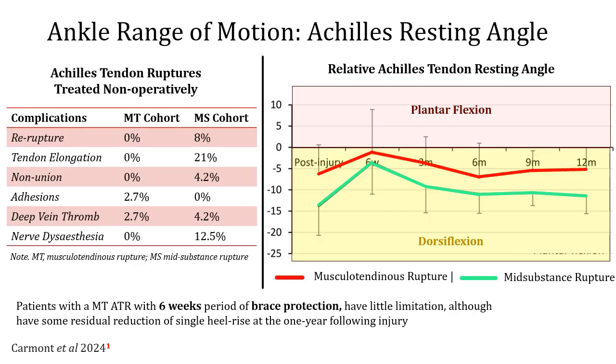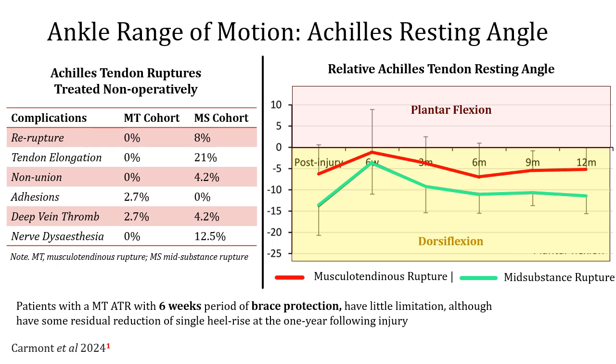Okay, so similar figure to what we saw in the previous slide. Zero represents relative, that is, relative to the other side or the contralateral limb. Plantar flexion is indicated by the positive numbers on the y-axis scale, and dorsiflexion is associated with the negative numbers on the y-axis scale. Time runs across the x-axis. The red line indicates the musculotendinous ruptures, whereas the green line indicates the mid-substance ruptures.